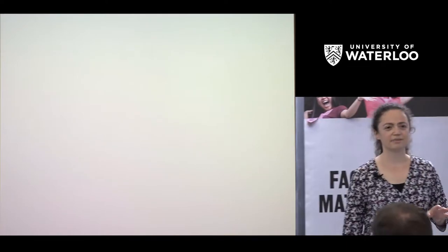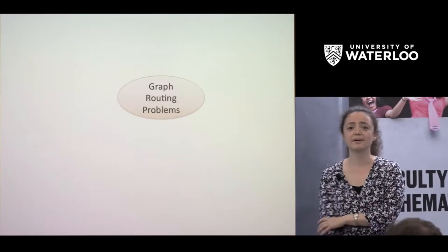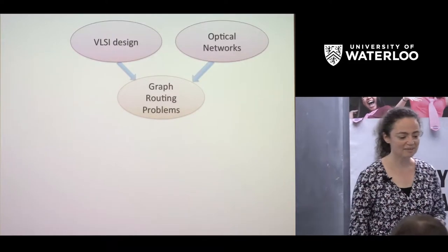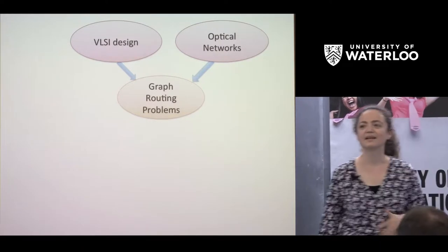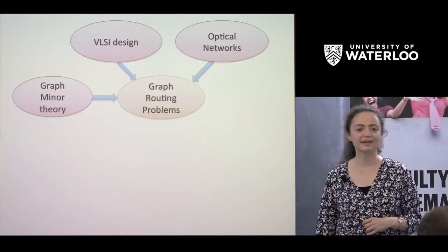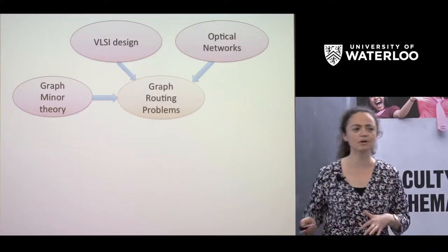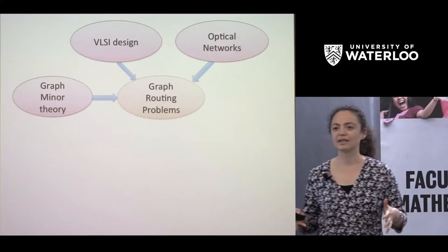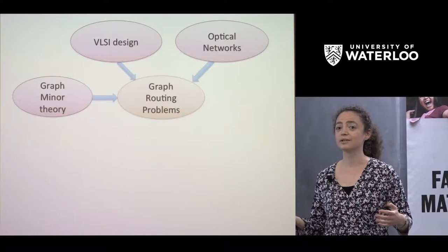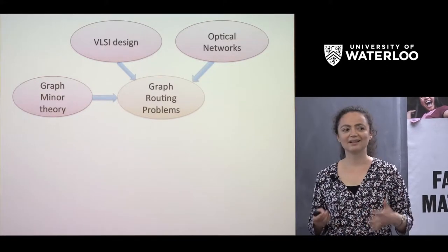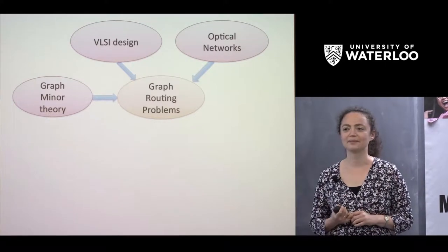So these are very basic graph routing problems. And in theoretical computer science, they have been studied for a very long time. Originally, they were motivated by VLSI design and optical networks. And kind of independently, they were also studied in the graph theory community, in particular in Robertson and Seymour's graph minors series. If you're not familiar with this, this is a fundamental body of work that spans more than 25 papers and took more than 20 years to complete. And one not insignificant part of this work is actually an algorithm for the node-disjoint paths problem.